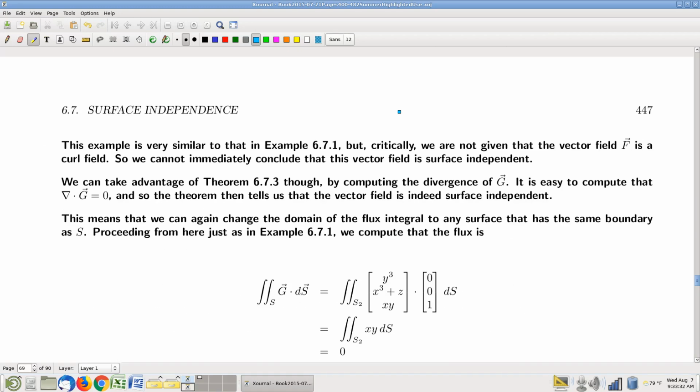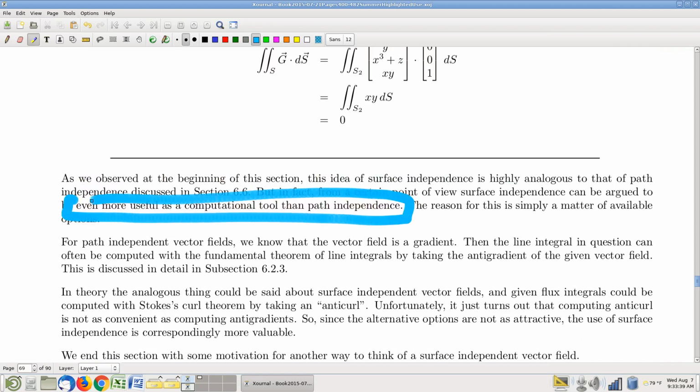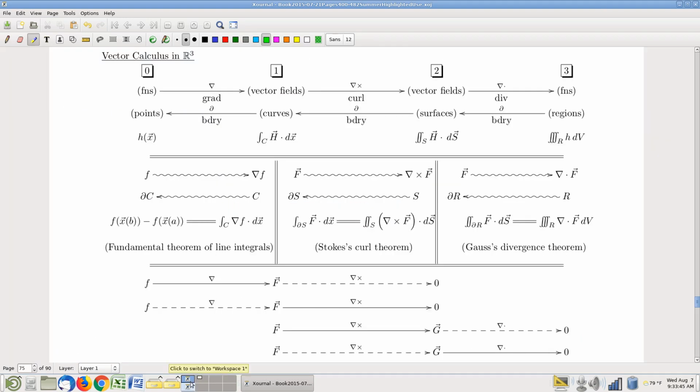All right. So a last comment about surface independence. It's like I say, it's really just like path independence on the diagram, right? I mean, you look at this diagram here, and surface independence says two surfaces that have the same boundary curve, the value of the corresponding fluxes must be the same. Path independence says two curves that have the same boundary points, their line integrals must be the same. I mean, it's really, really analogous, right?